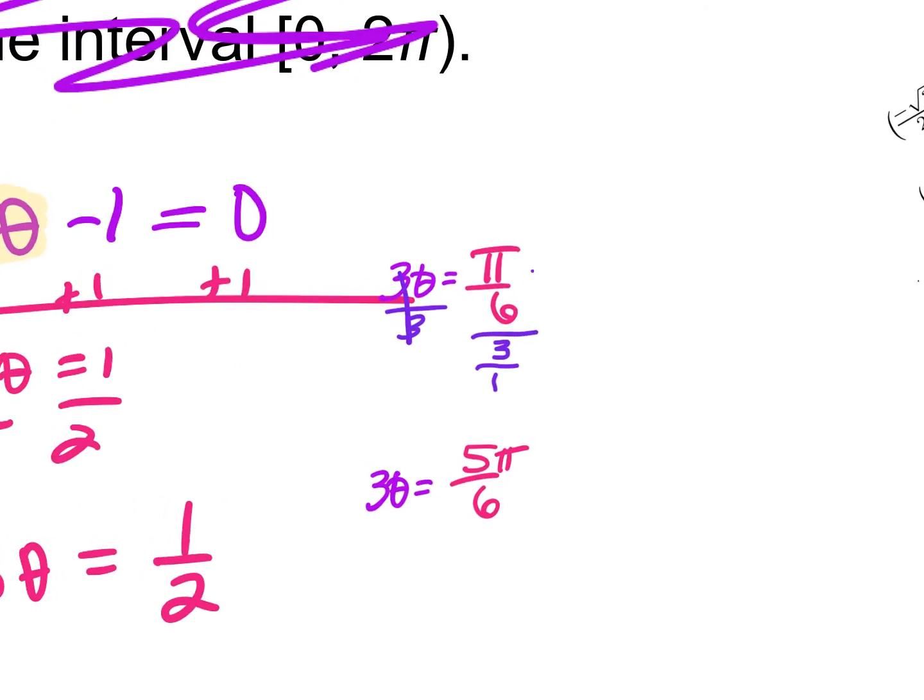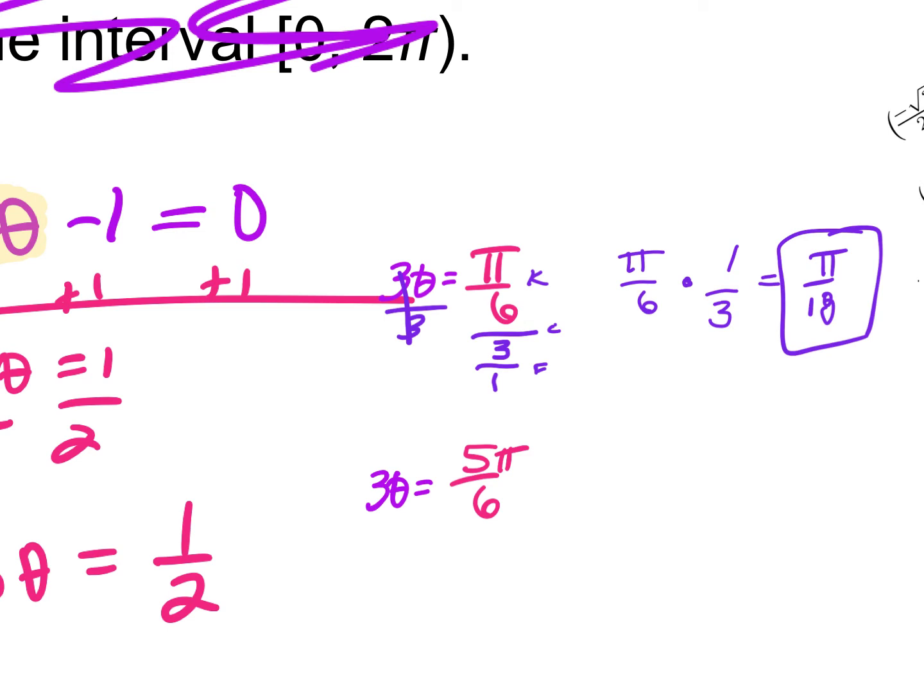When we work this out, we keep, change, flip, right? So it's pi over 6 times, when I flip 3 over 1, what does it become? 1 over 3. So my answer here is pi over 18. If you don't put that 1 underneath, some of you will go keep pi over 6, change to multiply, and then you'll say times 3. And it's not 3, it's times 1/3.